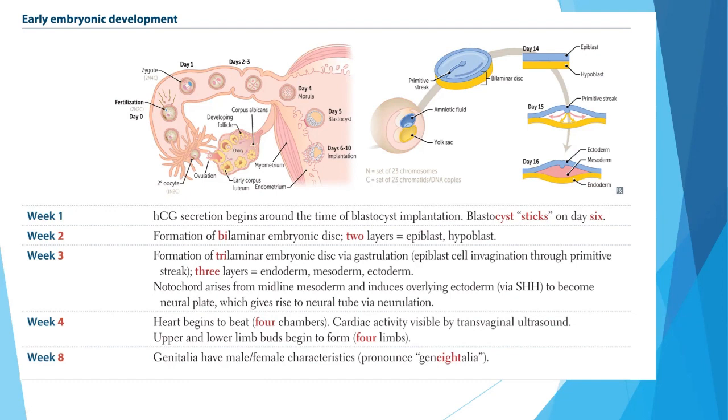Week 8, the genitalia have male or female characteristics, and we can identify the sex of the individual, or the sex of the fetus, by week 8.